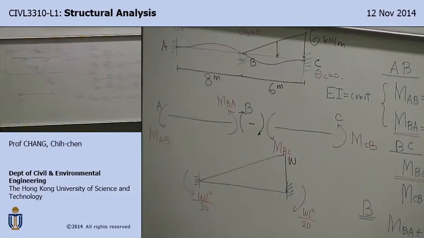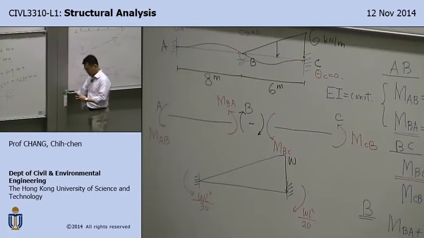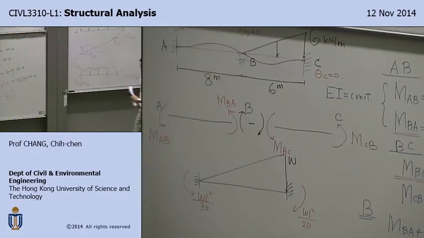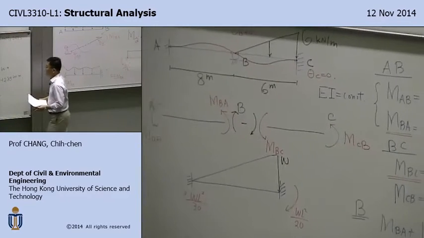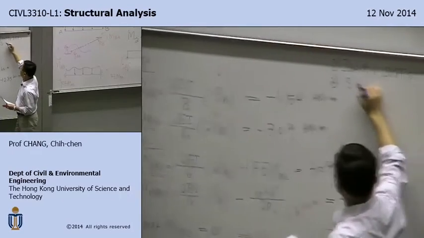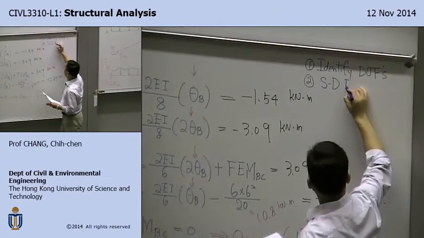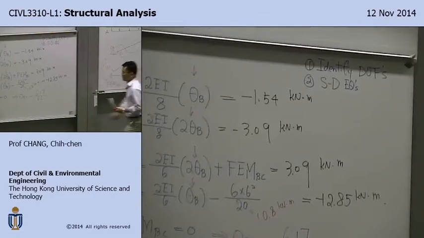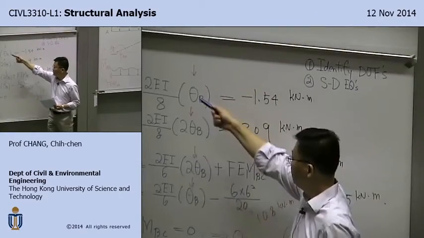So by that, I mean degrees of freedoms means rotation angles or rigid body or deflections. Sometimes deflection will get into your pictures. Later on, I'll show you. Second is you set up slope deflection equations for each element. So this is what I did here. Set up slope deflection equation for each element.